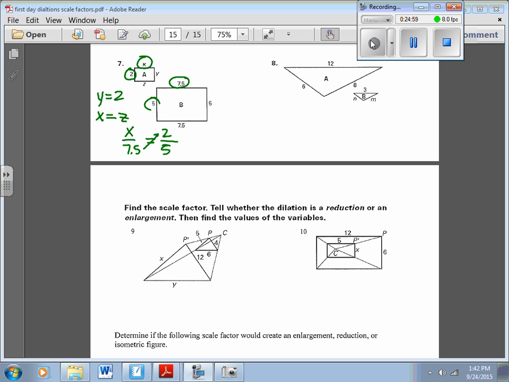Cross multiply, right? We got 5x equal to, what's 2 times 7.5? 15. And then did you divide? Okay, what'd you get? Alright, perfect. If x equals 3 and x is equal to z, then you've got all your values. Did anybody have trouble with that one? Anybody want to give it a shot at number 8? Okay.